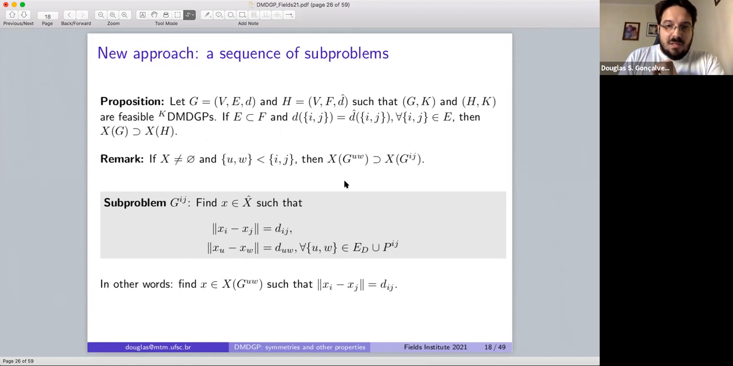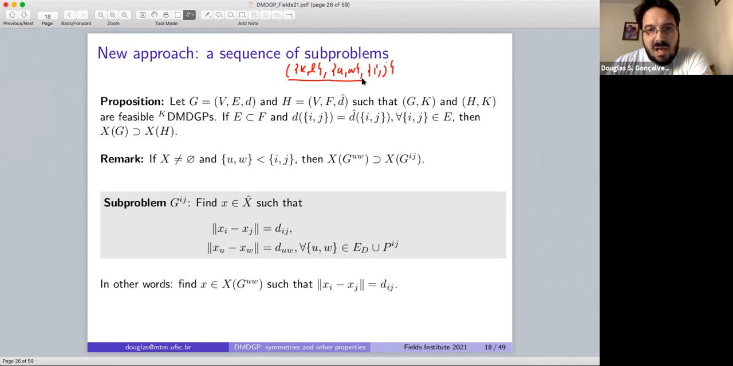First, suppose you have a sequence of pruning edges, okay, write down here on the top. So maybe you have here, I don't know, KL, and then you have UW, and then you finally arrive at IJ, okay? And so we showed that if you have a solution for the distance geometry problem, consider pruning edges up to here, okay? Then the solution set of the distance geometry problem, including this edge, will be a subset of the previous solution set. And that's what this remark says.